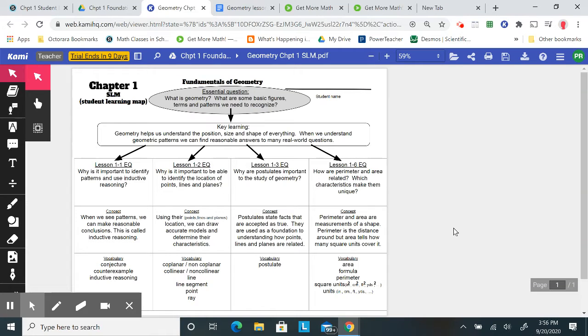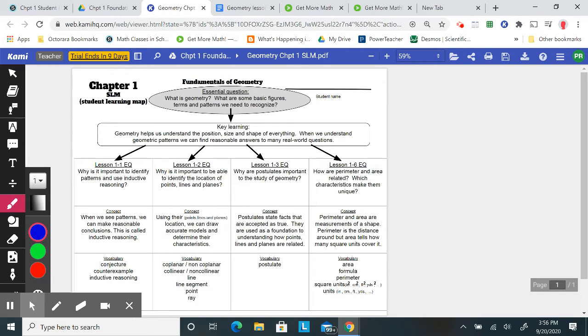All right, so fundamentals of geometry class. This is what's called the SLM or student learning map. Let me tap on my pen tool. So this is for chapter 1. It's called the student learning map. It's a map of what we plan on learning.